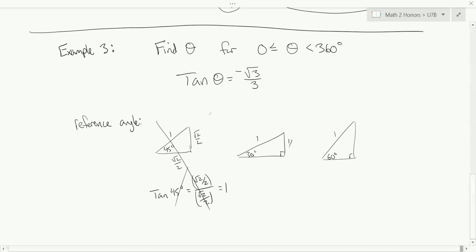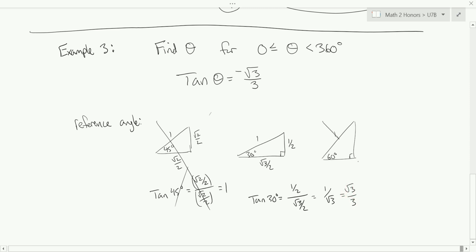30 is across from 1/2, so 1/2 is across from 30, and root 3 over 2 is here. So tangent 30 degrees is 1/2 over root 3 over 2. Reduce that to 1 over root 3, and simplify that. I need to multiply top and bottom by root 3. I get root 3 over 3, and that's what I'm working with.